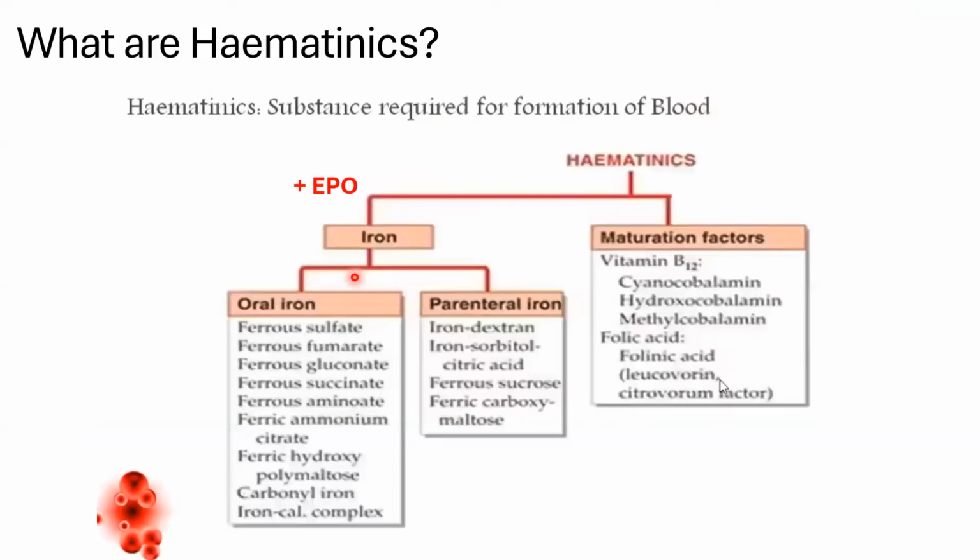So let's start. Now, what are hematinics? Hematinics are substances required for formation of blood. What do we need to form blood? We need erythropoietin from the kidneys, we need iron, and we need B12 and folic acid. So these are the things that we are looking at.